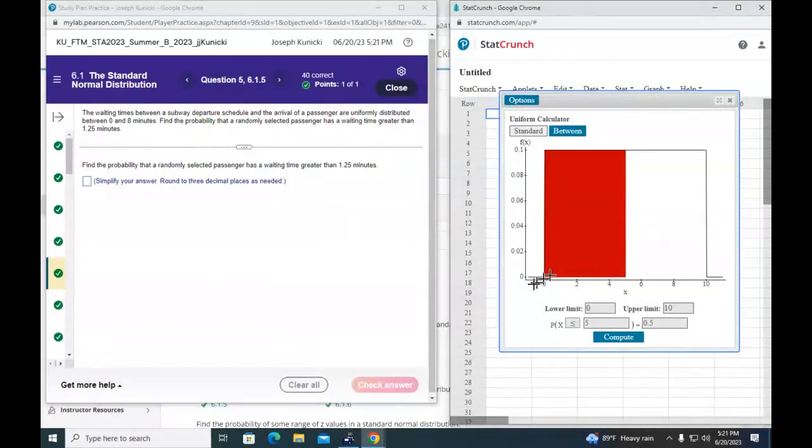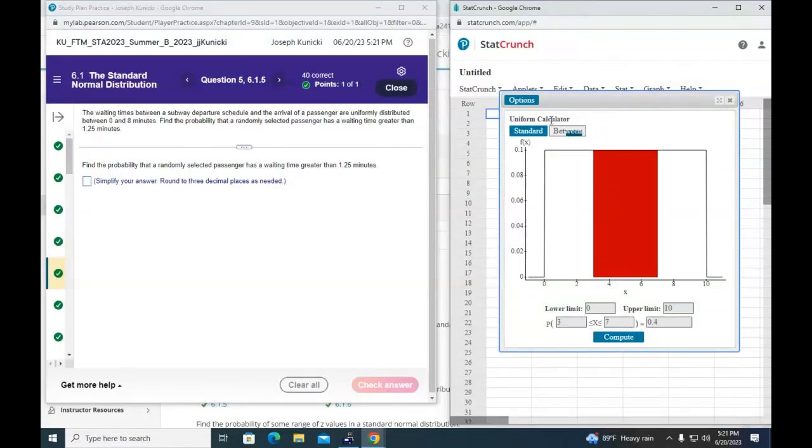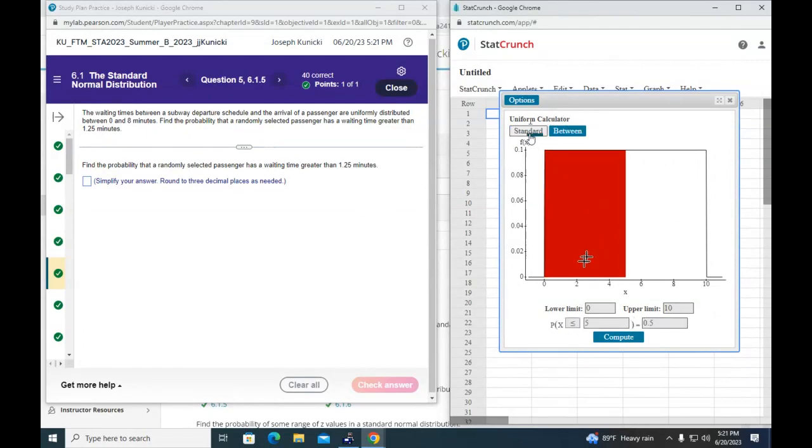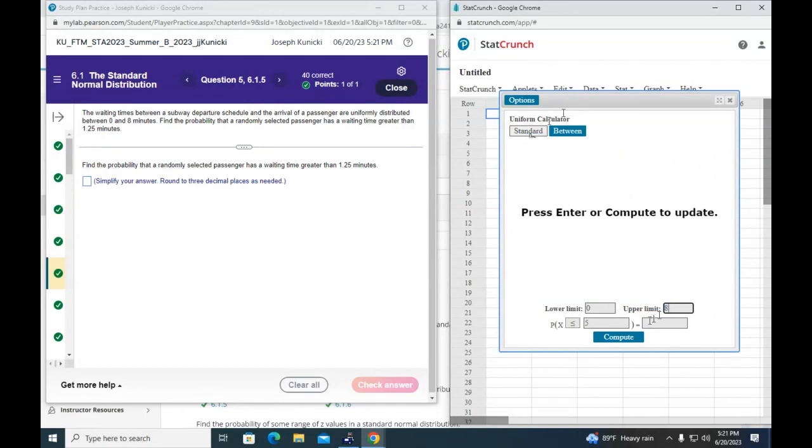And what you have to do is put in the lower limit and the upper limit, and then you have to put X is either less than or greater than, or you can do between 2 numbers. You see, standard means X less than or greater than. Between means X is between 2 numbers. So you can use it either way. You just have to set that up. So the first thing you do is put in the limit. So this is 0 to 8, right? Lower limit 0, upper limit 8.